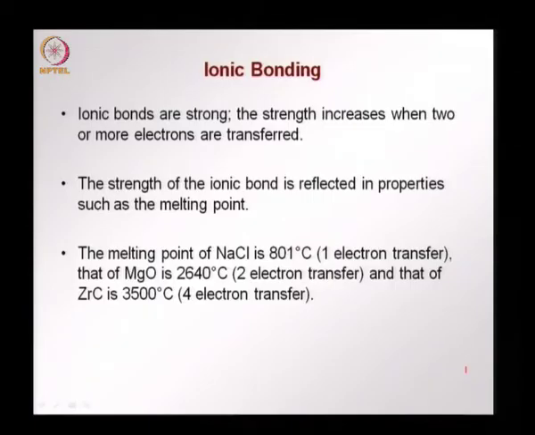The melting point of sodium chloride is about 800 degrees centigrade. It, as we saw already, involves the transfer of 1 electron. That of magnesium oxide is 2640 degrees Celsius. 2 electrons are transferred in the ionic bond between magnesium and oxygen, and that of zirconium carbide is 3500 degrees Celsius. 4 electrons are transferred in the ionic bond between zirconium and carbon.